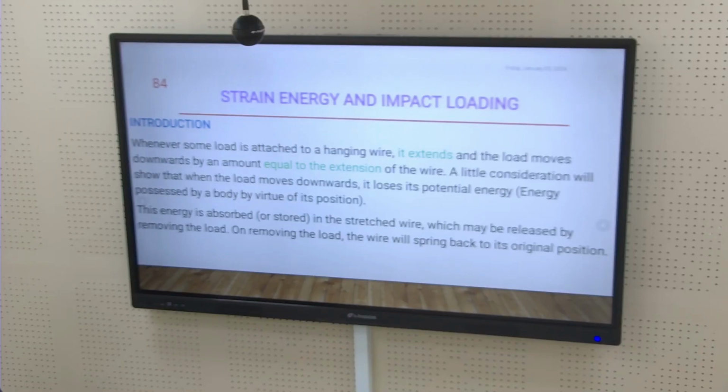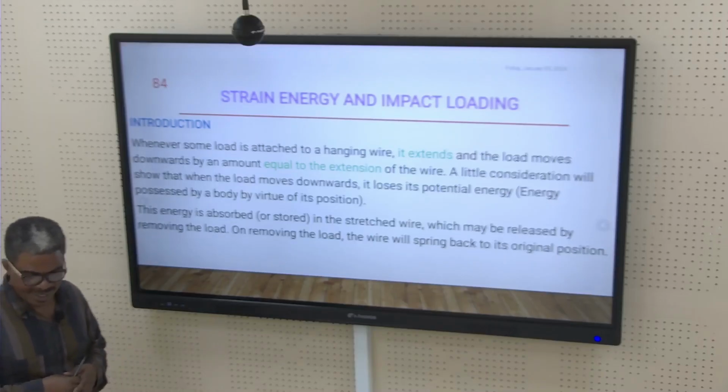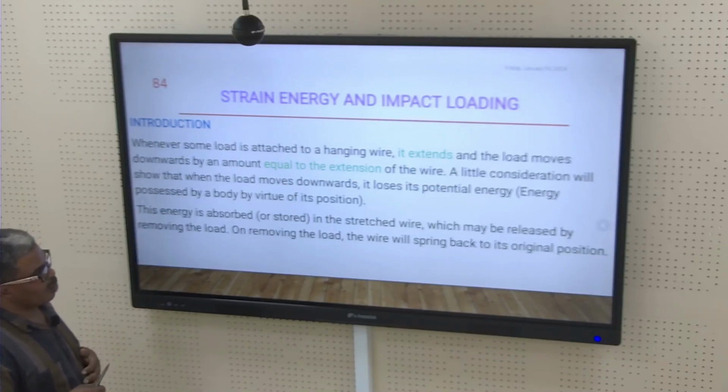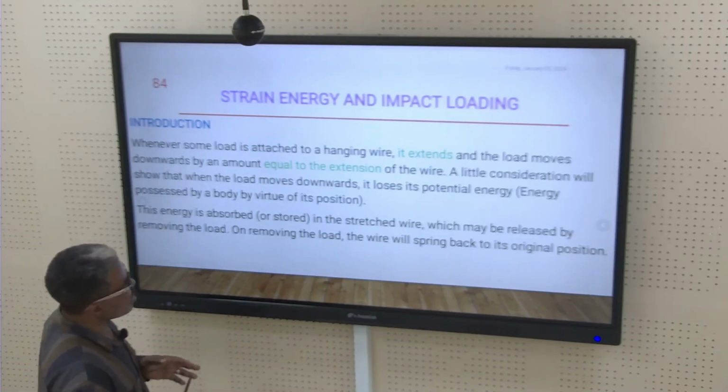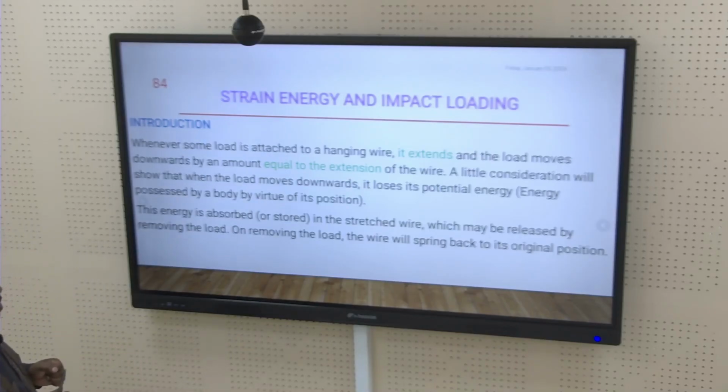Strain energy and impact loading. So let's have an introduction to this part. Whenever some load is attached to a hanging wire, it extends, or the wire tends to extend because of the load that is hanging on that wire downwards. A little consideration would show that when the load moves downwards, it loses its potential energy, that is energy possessed by the body by virtue of its position. This energy is absorbed or stored in the stretched wire, which may be released by removing the load.